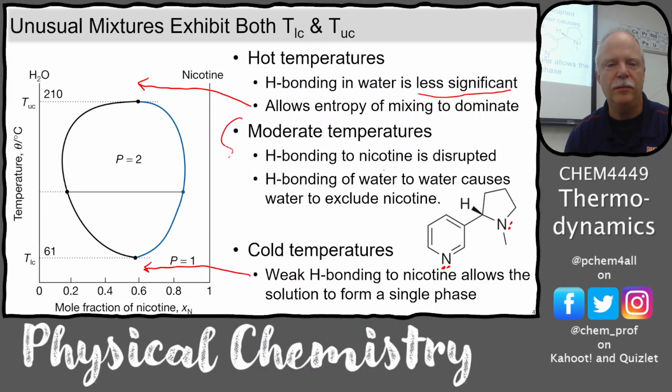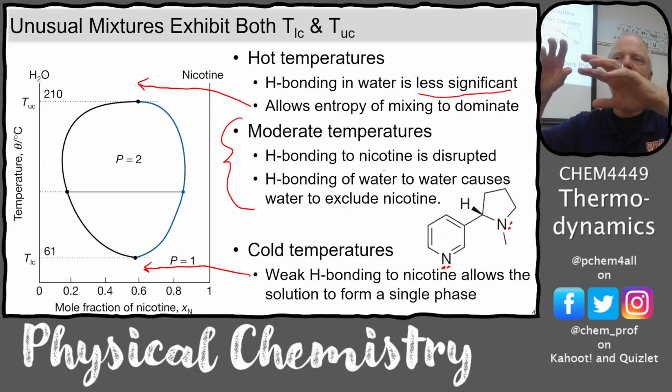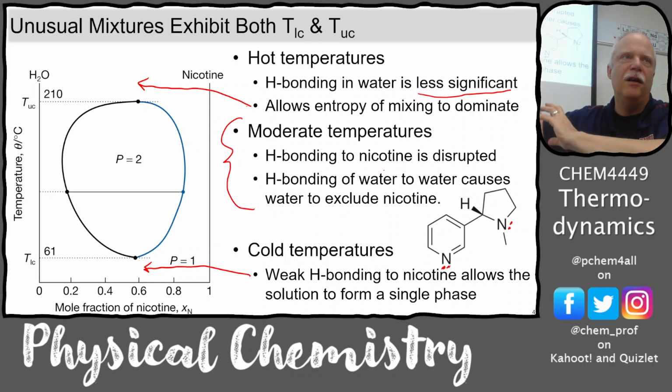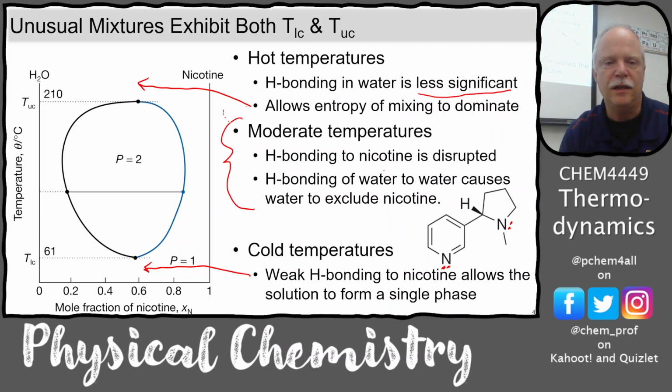But then in the moderate temperatures, the hydrogen bonding to nicotine is disrupted. And so water likes itself more than it likes nicotine in that situation. And so the nicotine layer is just excluded from water. As soon as that hydrogen bond is disrupted by thermal motion in the middle of this chart, then it's sort of like water excludes nicotine and snaps back to itself. And so the nicotine layer just spontaneously separates. So that's this middle region where it's two phases.